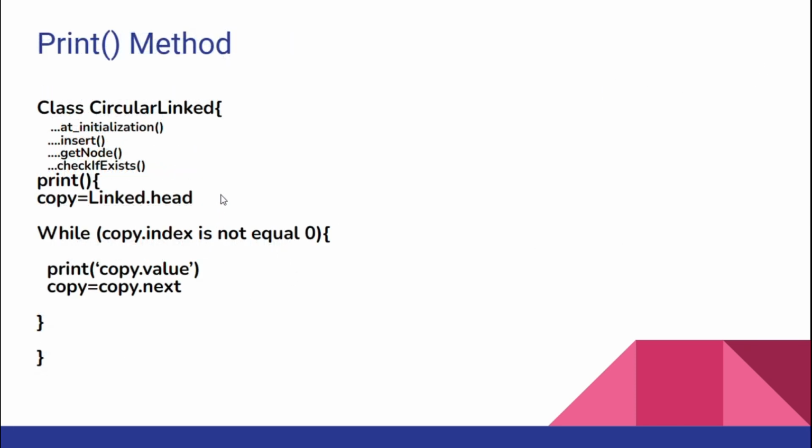Okay, so this is the print method of the circular linked list. As its name suggests, it prints the nodes inside the circular linked list, and it uses the same mode of traversal as the get node method and the check if exists method. As it's traversing the list, it keeps printing each node's value and moving to the next node. So you can look at it in the pseudocode and implement it in your preferred language.